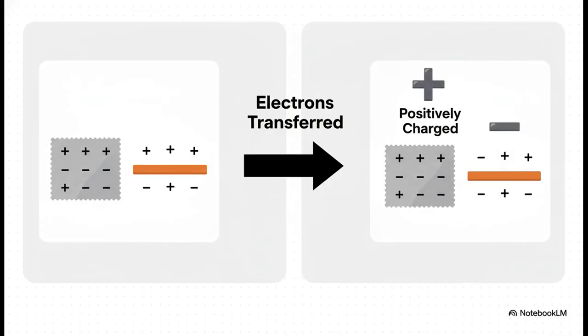Now, this is super important, and it's a spot where a lot of people get a bit mixed up. The object that loses those electrons becomes positively charged. But, and this is the key bit, it's not because it gained something positive. It's because it now has more positive protons than it has negative electrons. And of course, the material that snagged all those extra electrons becomes negatively charged.